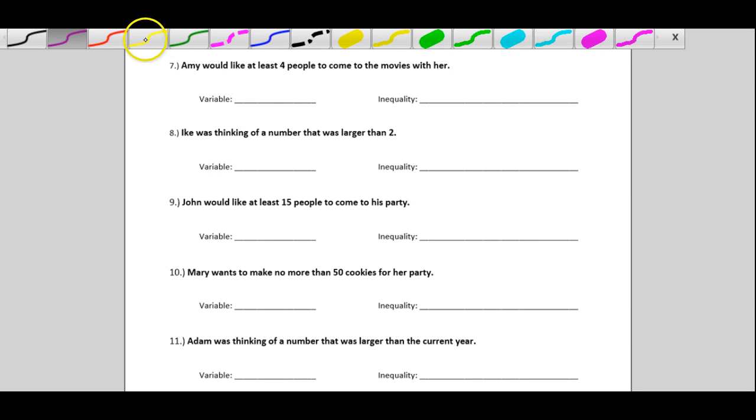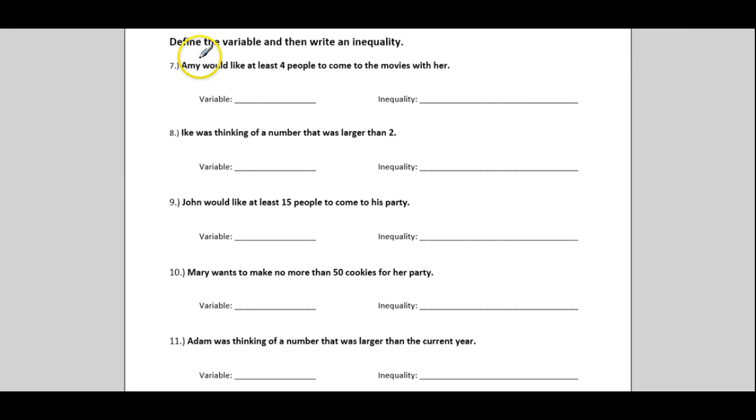Now, instead of just doing the regular translating, we're looking at real-life situations. But it's the same thing. What they want you to do here is first define the variable, meaning think about what the variable stands for, and then still use it to write the inequality. Okay? So number 7, this example says Amy would like at least 4 people to come to the movies with her.